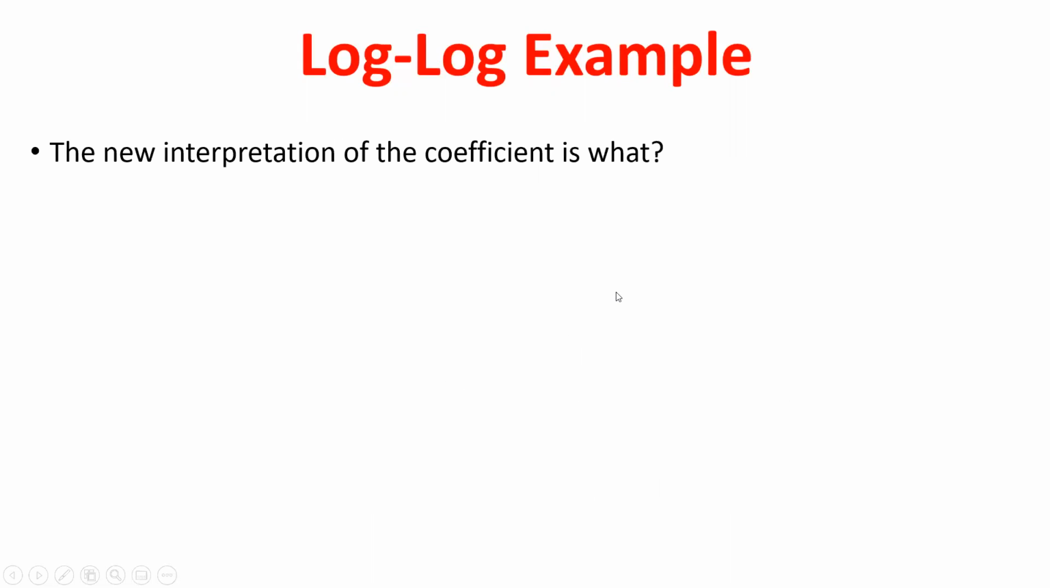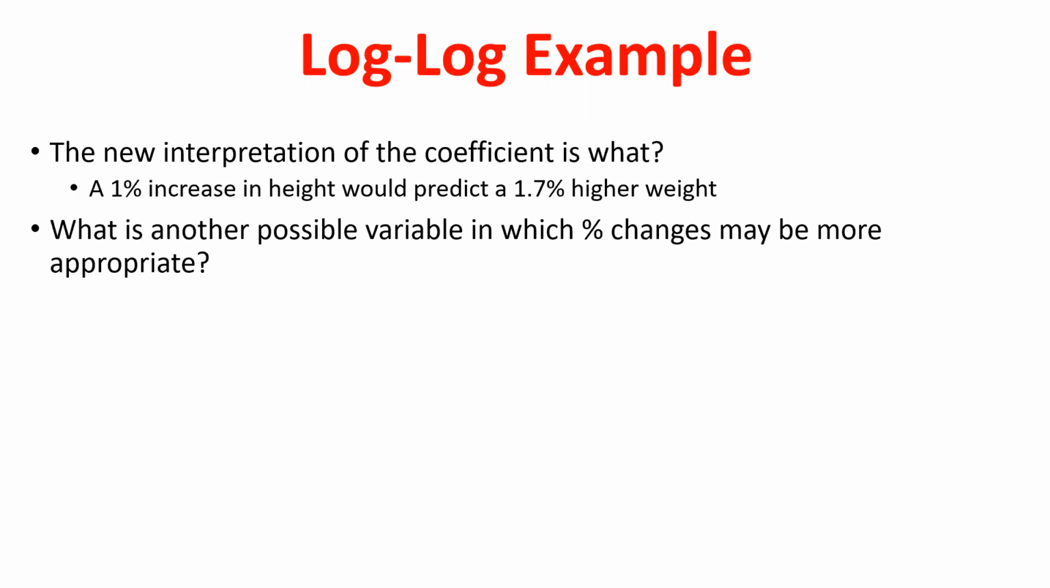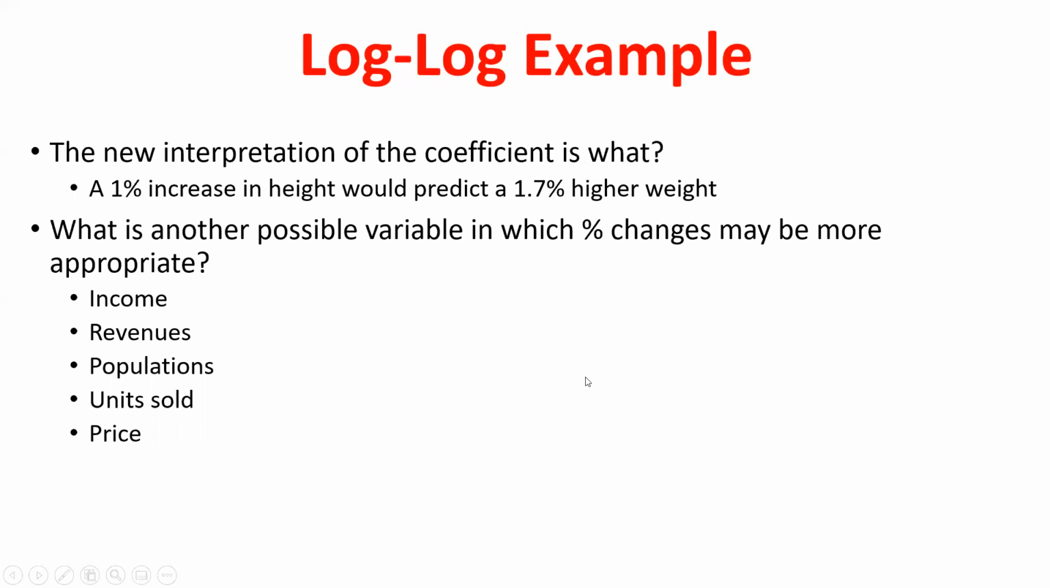All right. So I already went through what that interpretation of the coefficient would be. 1% taller in height, you would predict 1.7% heavier in weight. What's another way that we could think about situations where maybe this matters? A lot of the time with income, revenues, populations, units sold, because these things vary in levels so much, anytime you see variables that vary a lot in level, it's probably that percentage changes matter more.